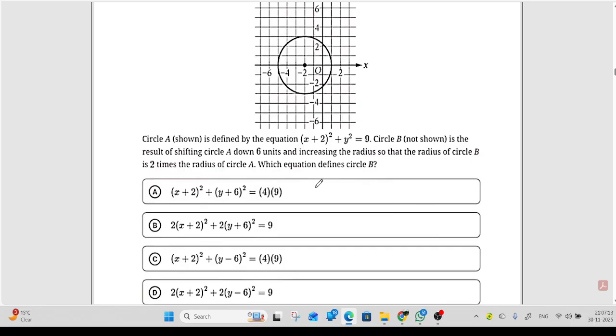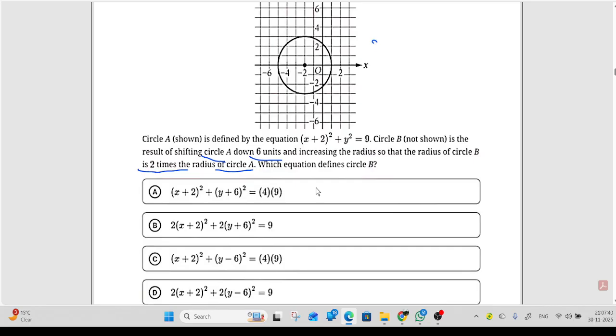So a circle is given and its equation is given, and circle B is not shown in the result of shifting circle A down 6 units. So circle A is shifted down 6 units and the radius is increased, so that the radius of circle B is 2 times the radius of circle A. Which equation defines circle B?